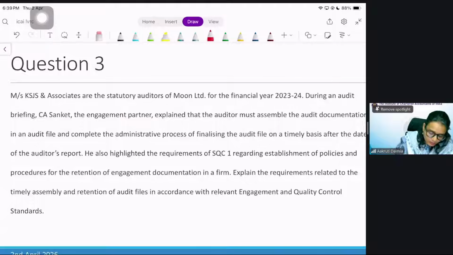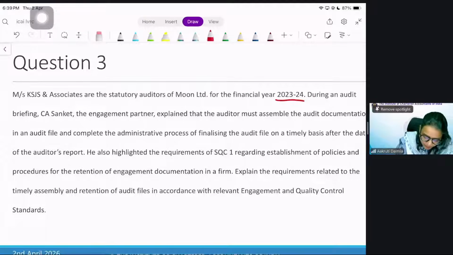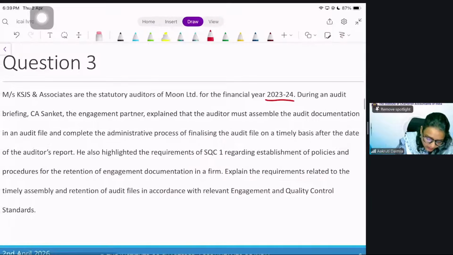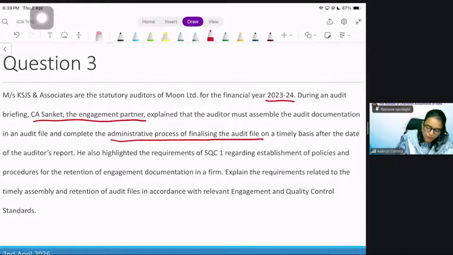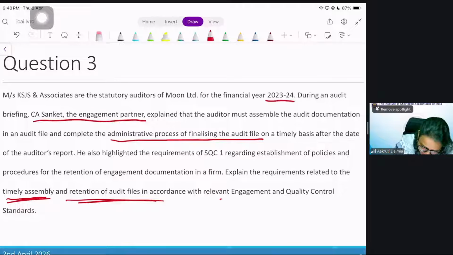Messrs. KS, JS and Associates are statutory auditors of Moon Limited for the financial year 2023-24. During an audit briefing, CA Sanket, the engagement partner, explained that the auditor must assemble the audit documentation in an audit file and complete the administrative process of finalizing the audit file on a timely basis after the date of audit report. He also highlighted the requirement of SQC1 regarding establishment of policies and procedures for the retention of audit engagement documentation. Explain the requirements relating to timely assembly and retention of audit files as per this.